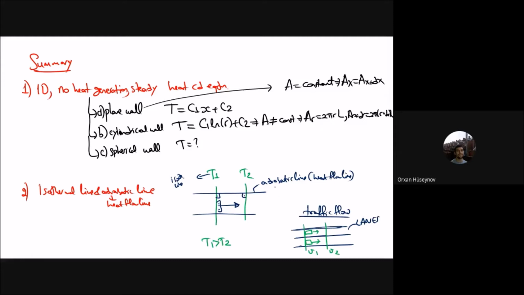Similar to here, you have the adiabatic lines, and in between these adiabatic lines, you have the lane, and inside that lane, you have the heat flow from T1 to T2. Okay, that is the summary of this chapter. With this, I finish this chapter, and then I move on to the next chapter, which is about the resistance concept in heat transfer, and it will be all about steady heat conduction.